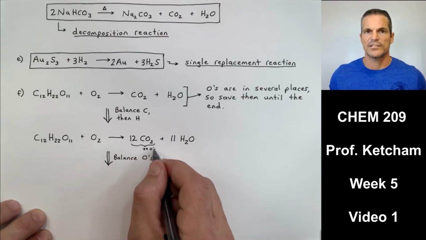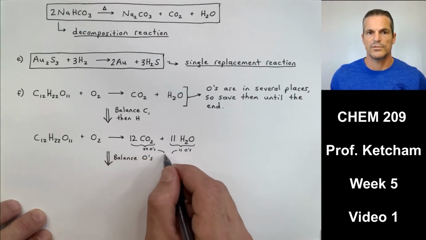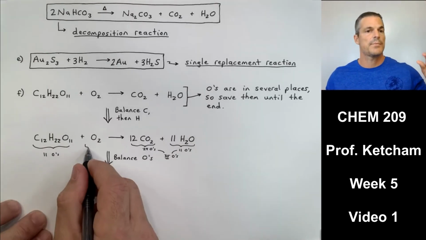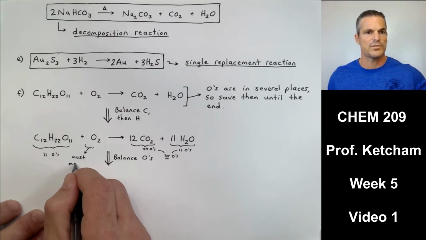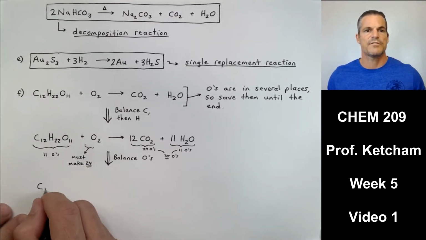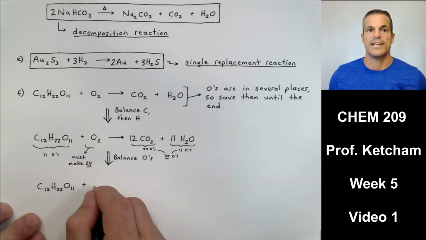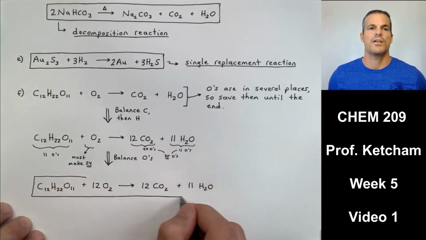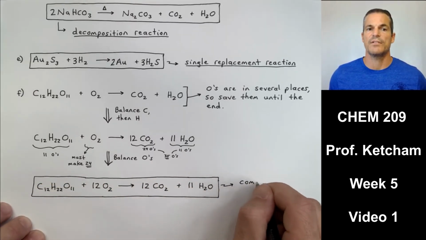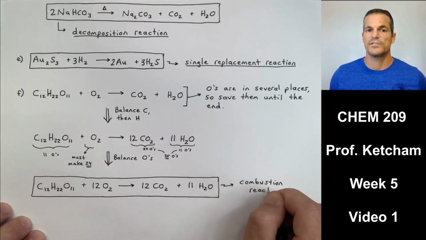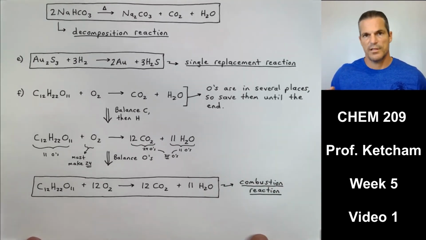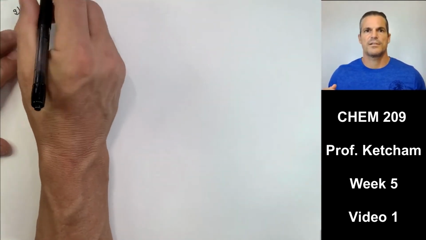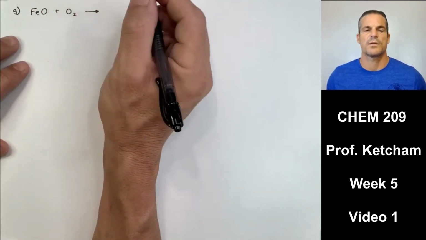Now let me add up all the oxygens on the right. 24 O's in CO2, 11 O's in H2O. That's 35 oxygens on the right, but 11 of them are already buttoned up in the form of C12H22O11. I have to make 24 oxygens out of my O2. So let's put the coefficient 12 in there at the very end. So at the very end, I have C12H22O11 plus 12O2 yields 12 CO2 plus 11 H2O, and that's a combustion reaction. Okay, I did the carbons, then I did the hydrogens, then the oxygens. And that's the usual process for a combustion reaction.